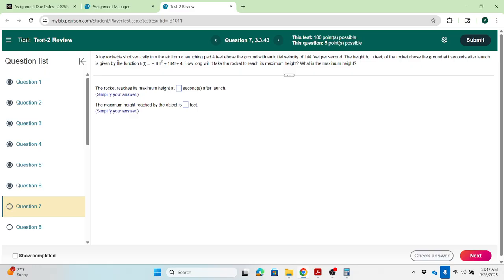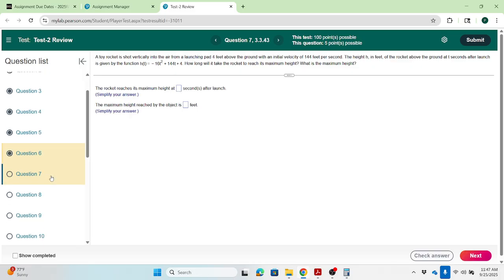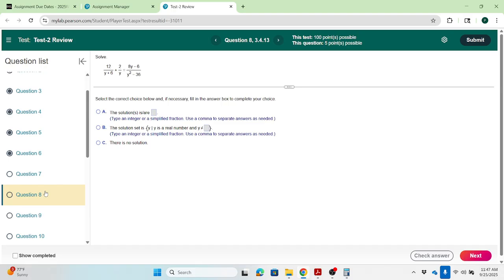One more time: a toy rocket is shot vertically into the air from a launching pad 4 feet above the ground with an initial velocity of 144 feet per second. The height in feet of the rocket above the ground t seconds after the launch is given by this height. This is a very similar question to question number 6. You have to find the vertex, and then the y coordinate of the vertex is your maximum height, and the x coordinate of the vertex gives you the time. So I'm going to skip this problem. Very similar question to the previous one.